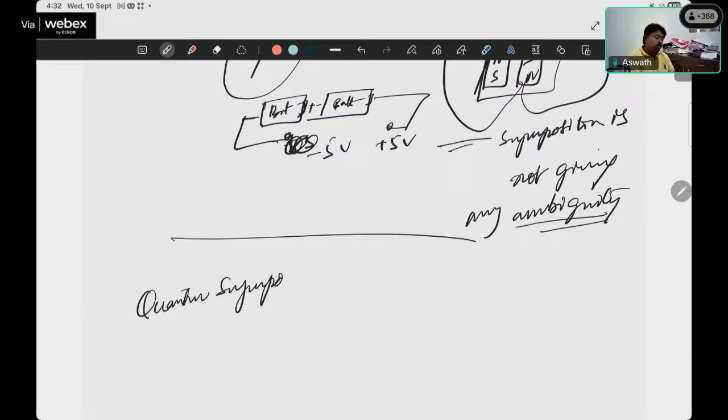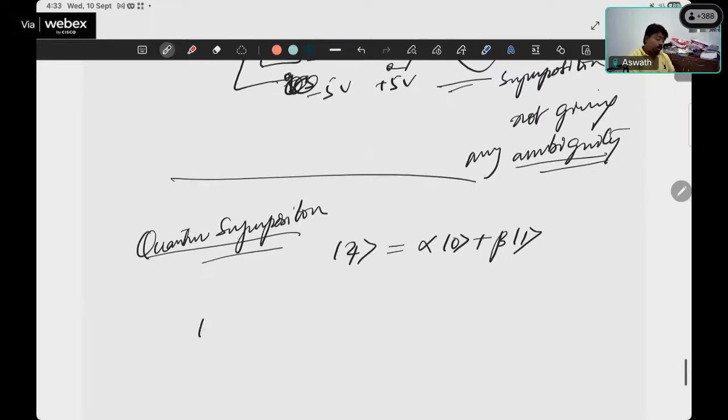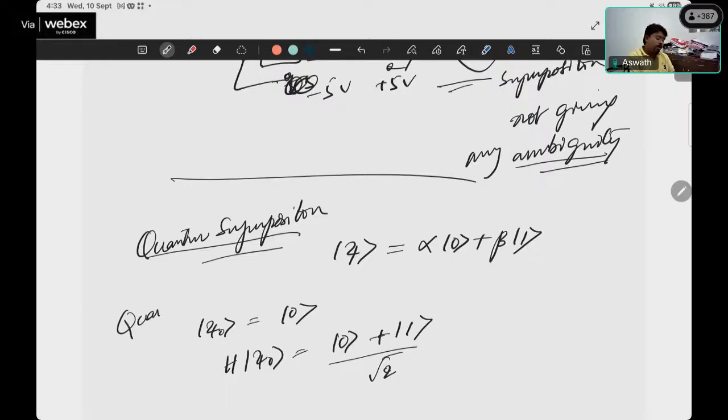What is quantum superposition? Quantum superposition is if you just take a quantum coin, you toss a quantum coin. How do you toss a quantum coin? You take a quantum state starting in 0, you add a Hadamard gate on that, you are going to get a superposition of 0 and 1 with equal probability. This is a quantum coin, just like tossing a coin.